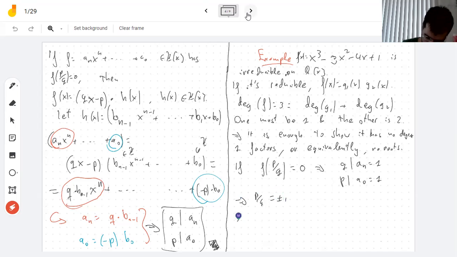So all I need to do is compute f of 1, which is, I believe, negative 5, which is not 0. f of negative 1, which I hope is not 0: negative 1, minus 3, negative 4, plus 4, this is 1, which is not 0. So we're done. So this polynomial is irreducible.